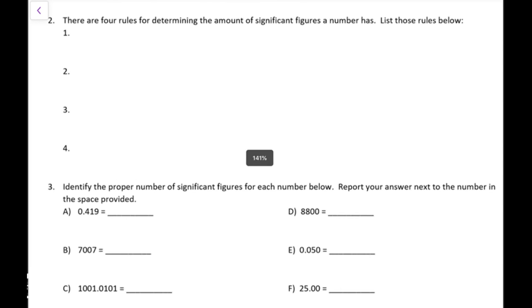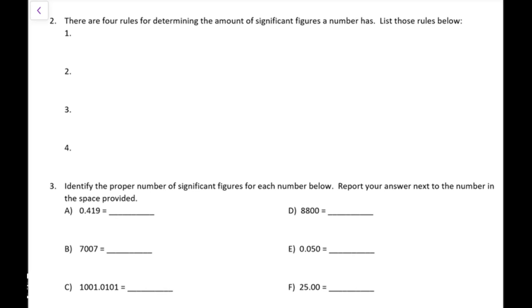Moving on to number 2, so there's going to be some sig fig type questions on the midterm. So there are 4 rules for determining the amount of significant figures a number has. You can have that any number 1 through 9 is significant. So for example, if you have 289, that's 3 sig figs. So any non-zero number is significant.